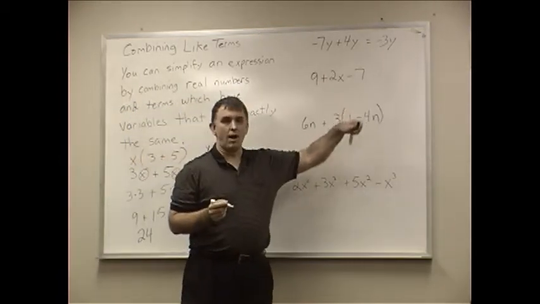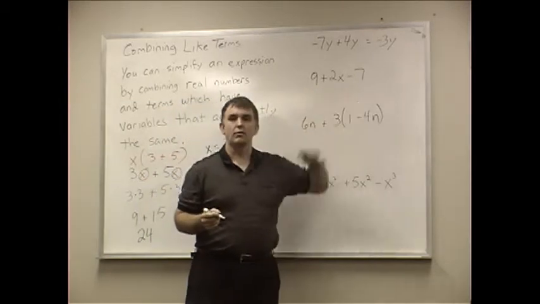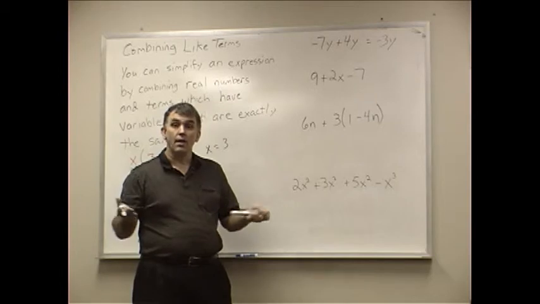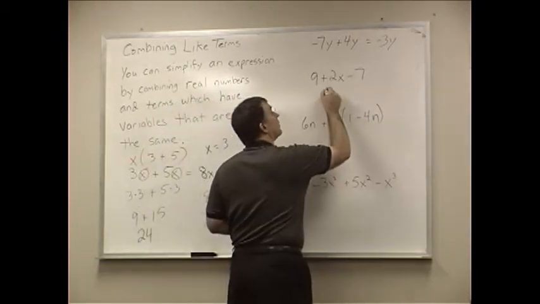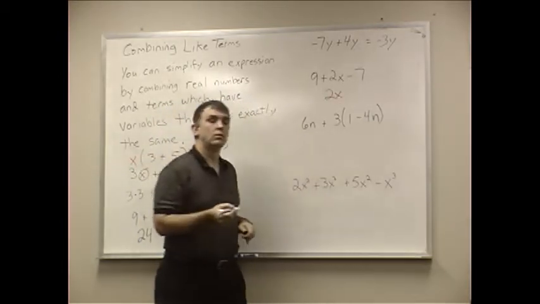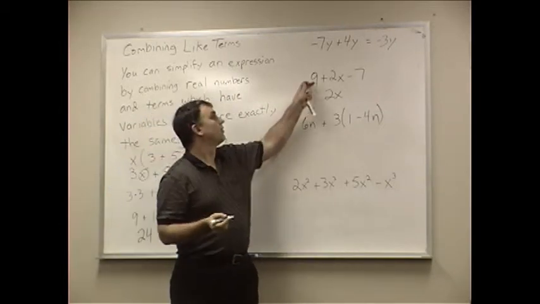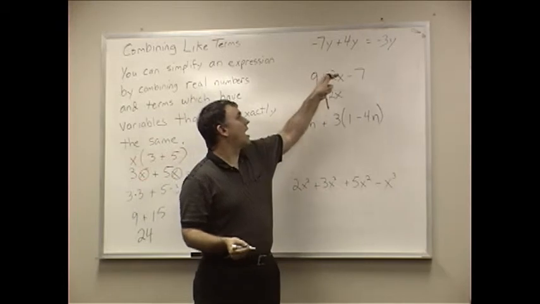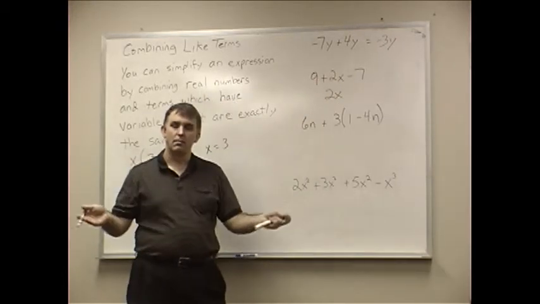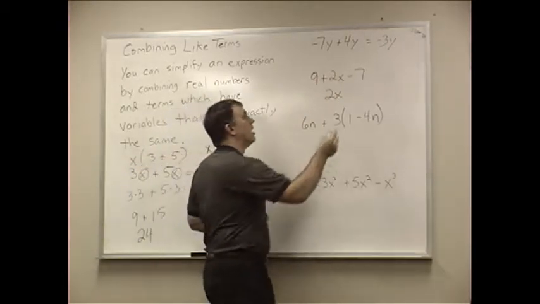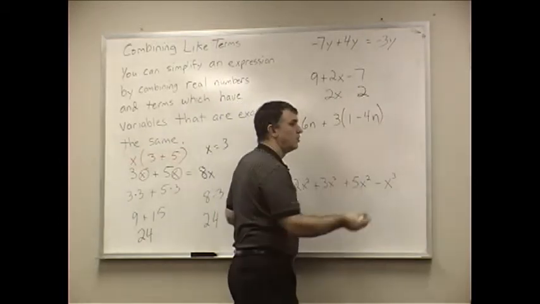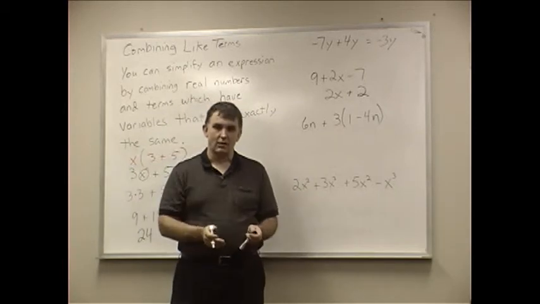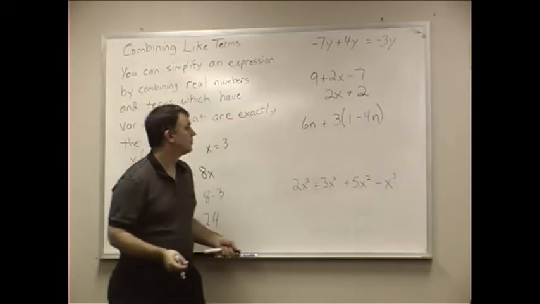Now on this one, I've got 9 plus 2x minus 7. The 2x is sitting here, and there's nothing else with an x. If there's none, you just write it again. So that would be 2x. If there's nothing to combine it with, there's nothing to combine it with. And what is 9 and negative 7 when you combine 9 and negative 7? I hope you realize that's 2. Since it's positive 2, I'm going to write a plus. If when you combine them it's negative, you write a minus.